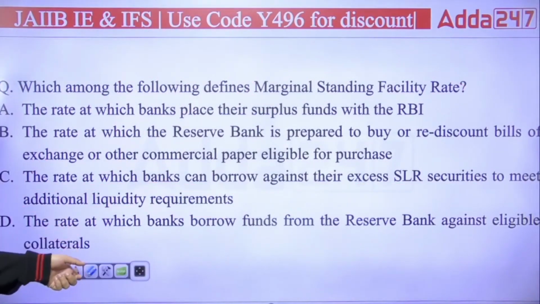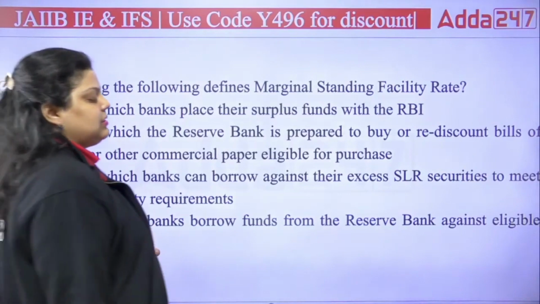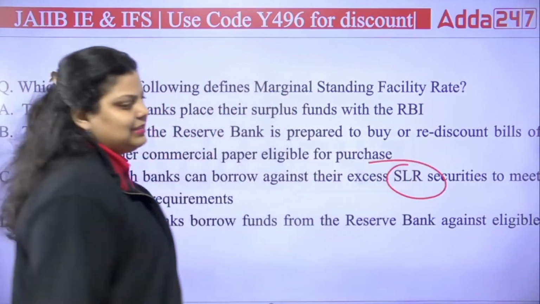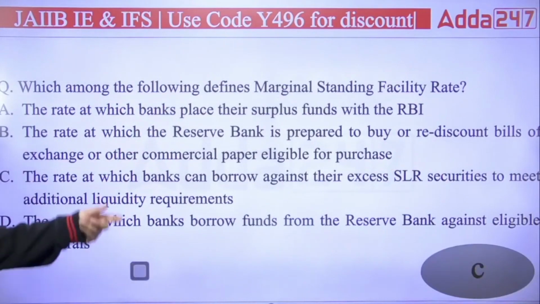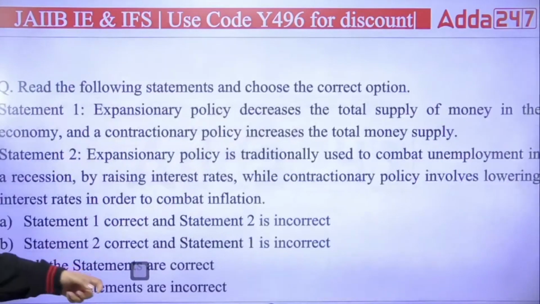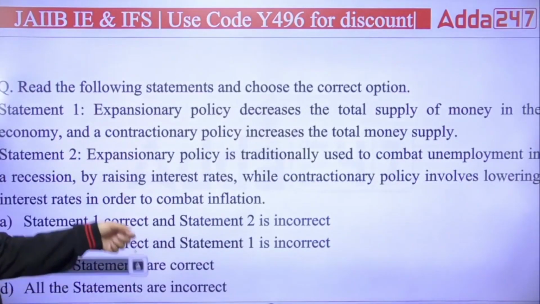So why is the answer C? Because this is the only option where we are talking about SLR money. Okay, so the right answer is your C. So by finding out the keywords, you can also find out the answer very quickly.